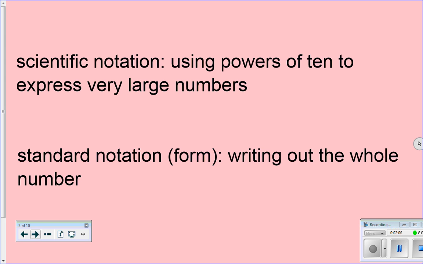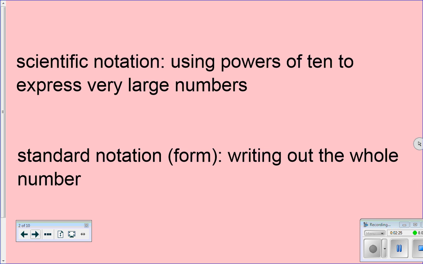Standard form is when you actually have to write out the whole number. So what's going to happen is it'll say write this in standard form. It's going to give you a number in scientific notation, and you actually have to write the number. Scientific notation is when they give you a long number and you have to simplify it and make it shorter. Okay? And I'm going to show you how to do that.